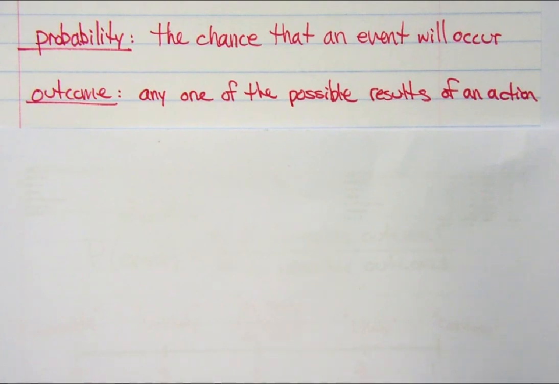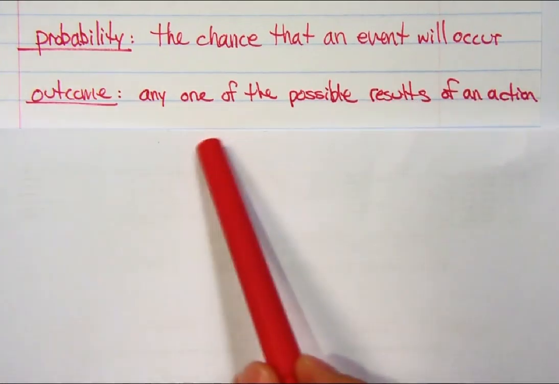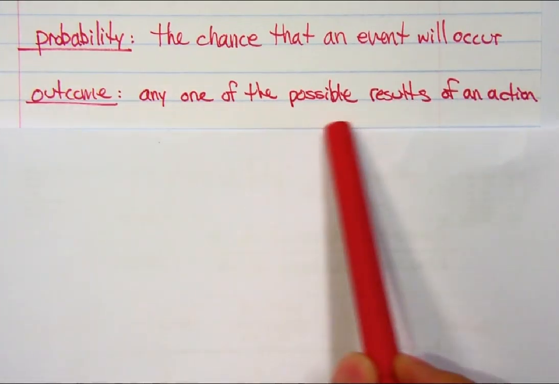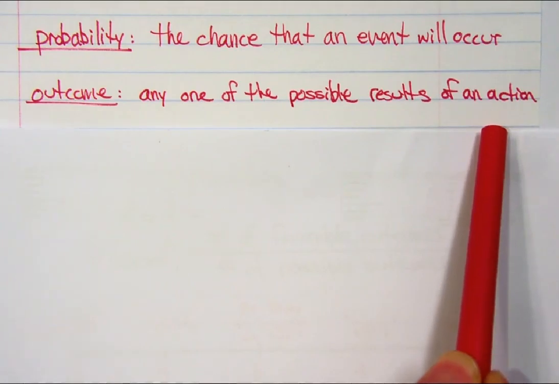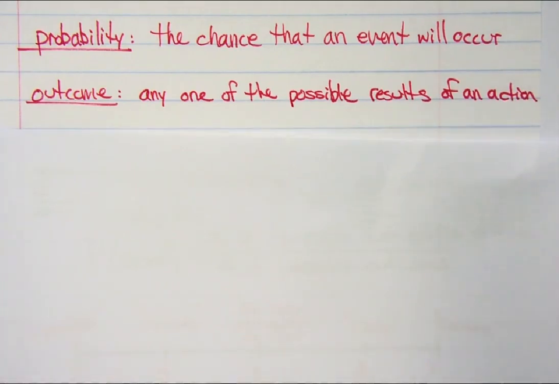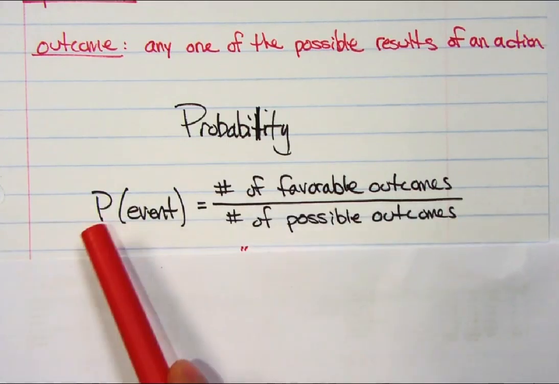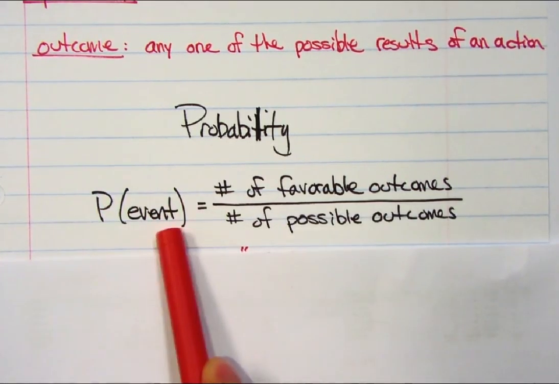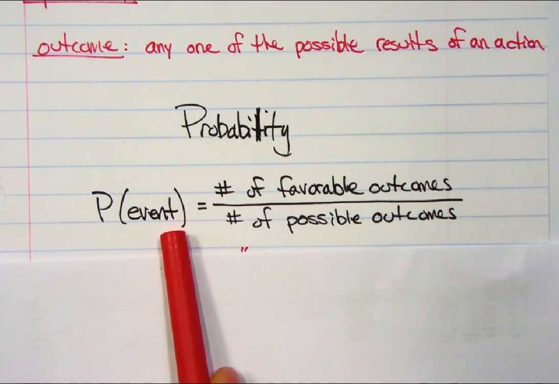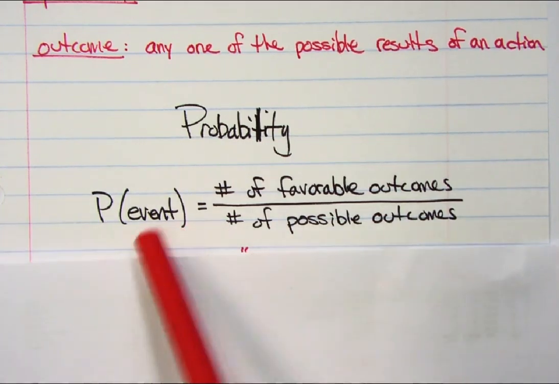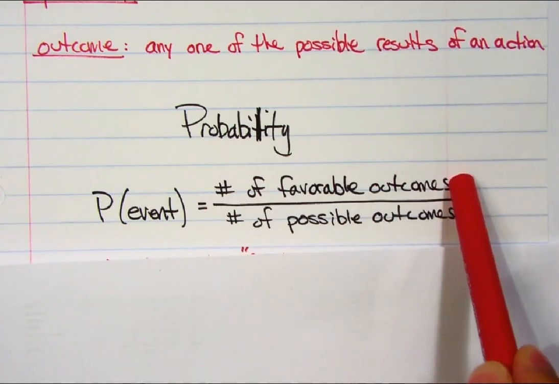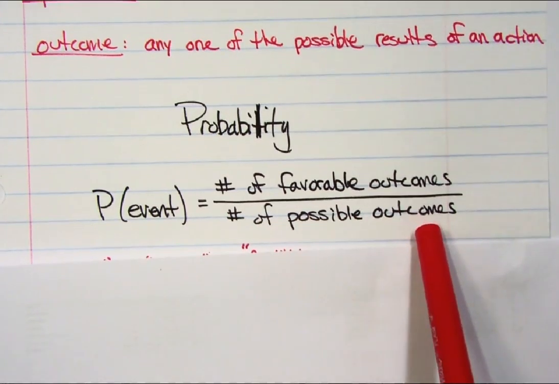All right, so let's go ahead and define a couple of words. Probability, it's the chance that an event will occur. And outcome, any one of the possible results of an action. So we're talking about probability. You're going to see it something like this. A big P, and then in parentheses will be the event that you're looking for. The number of favorable outcomes divided by the number of possible outcomes.